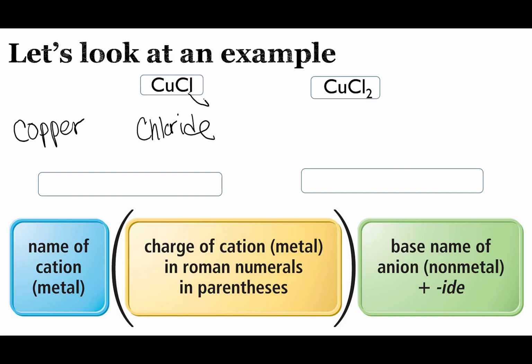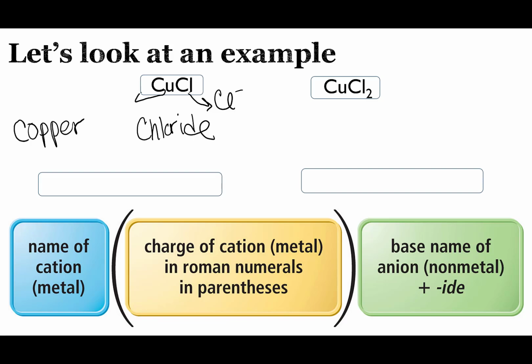So chlorine is one of our main group elements. It is always going to have the same charge no matter what. There's never an exception to the rule here. So chlorine is always going to have a -1 charge.